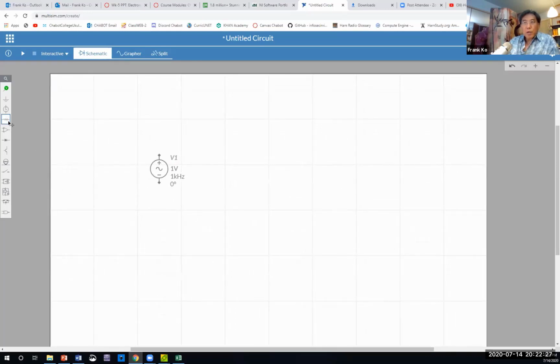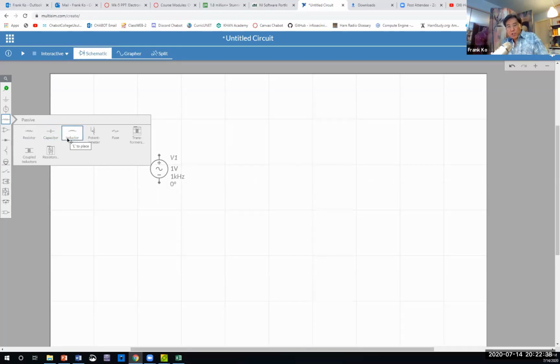I'm going to come over here to passive devices, open up this window, and I've got resistor, I've got capacitor, I've got inductor. So guess what we're doing in the next 2 weeks? This is week 5. Week 6 and week 7 have to do with capacitors and inductors. Okay, so 1 week we're going to be playing with capacitors, another week we're going to be playing with inductors. So this software is perfectly set up to do the remaining labs for us.